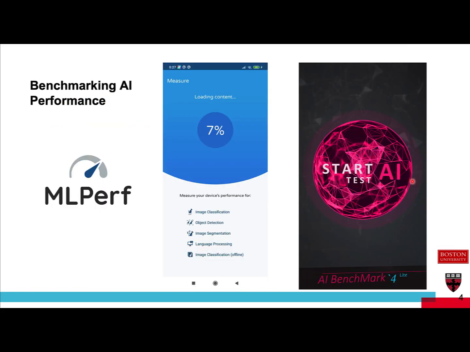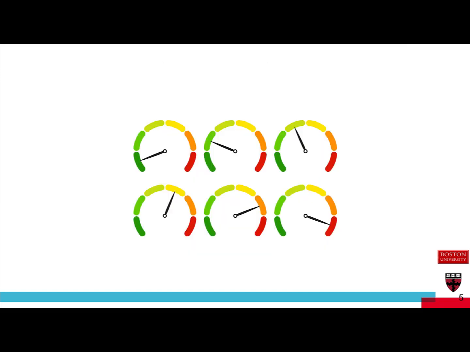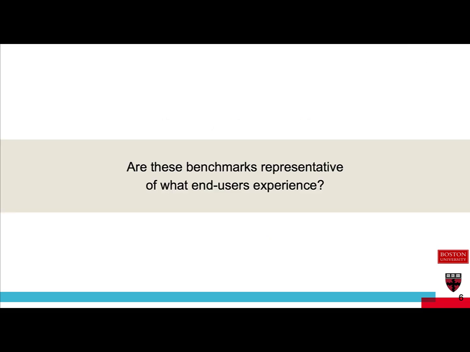In the context of mobile, there are industry standard benchmarks such as MLPerf and AI Benchmark that provide a wide suite of different kinds of workloads in order to assess the capability of the hardware. They focus on a wide variety of different tasks such as classification, detection, segmentation, language processing, and so forth. But the end goal for all of these benchmarks is to assess the performance of the handsets in order to inform end users and consumers. But this leaves me with the extremely critical question. Are these benchmarks truly representative of end users' experience?